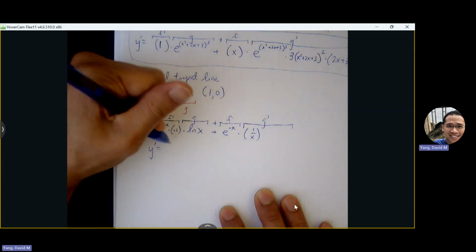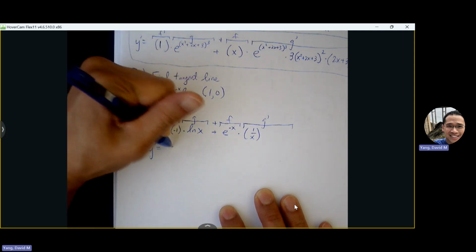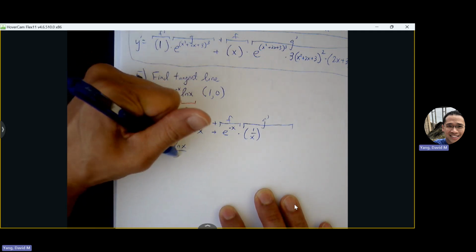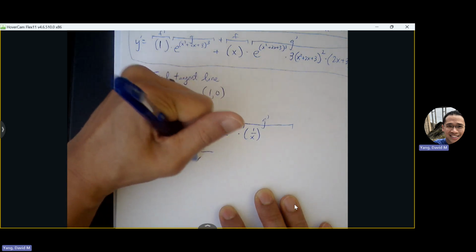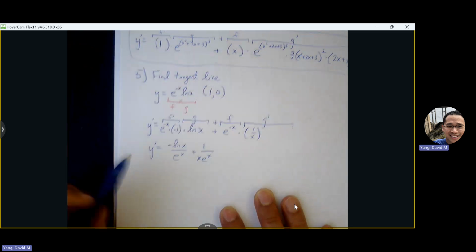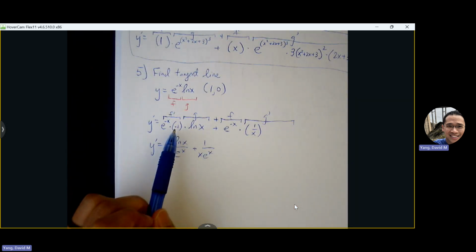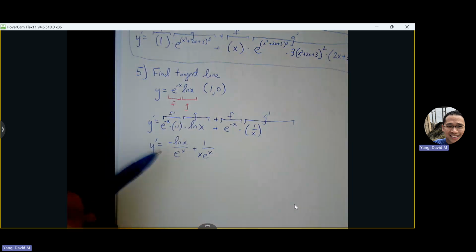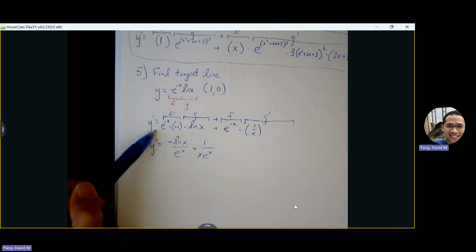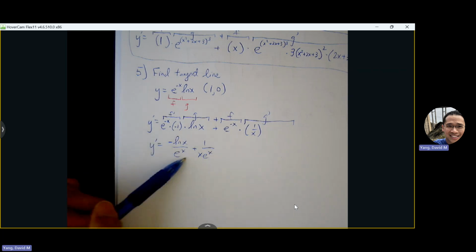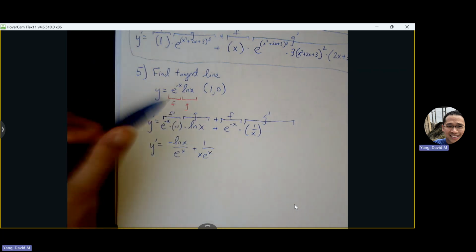Let me do a little bit of cleanup here. This is the same thing as negative natural log of x over e to the x plus 1 over x e to the x. Right. Within each term, I'm just trying to get fractions with the negative exponents resolved. And now from my derivative, I can find my slope. Plug in the 1 to find my slope.